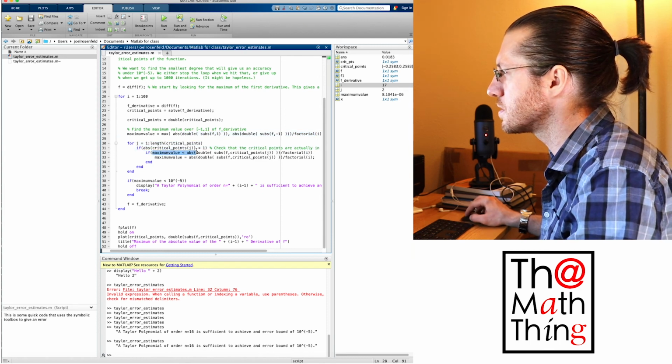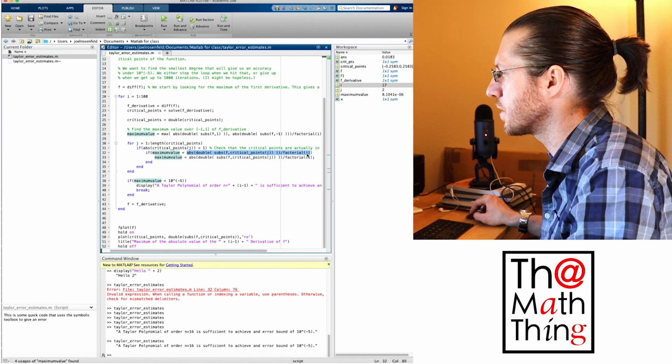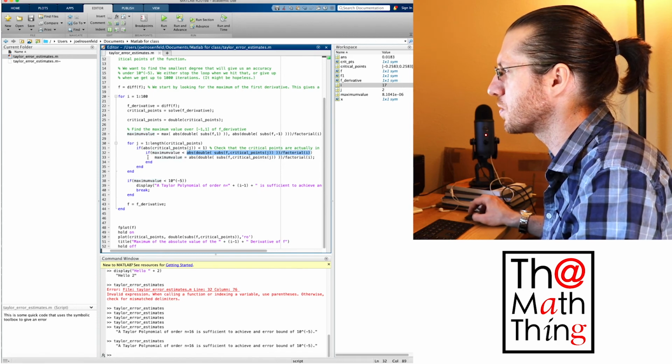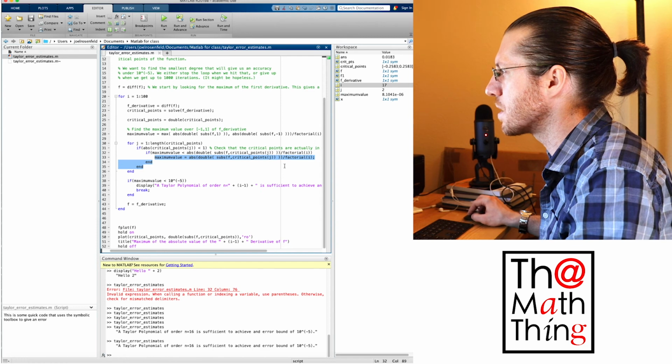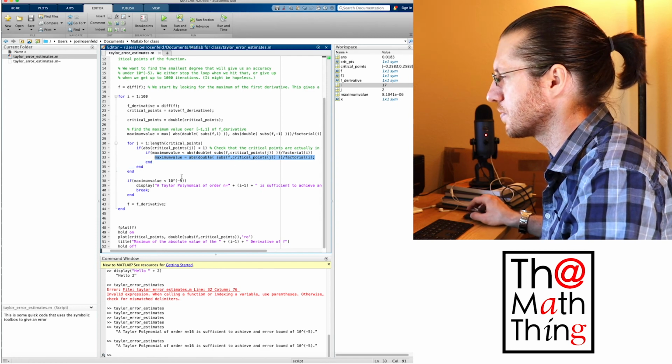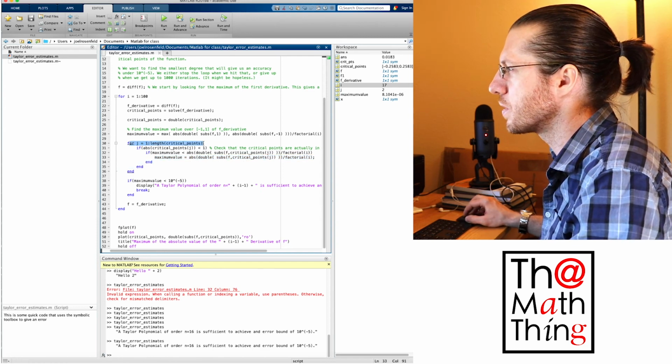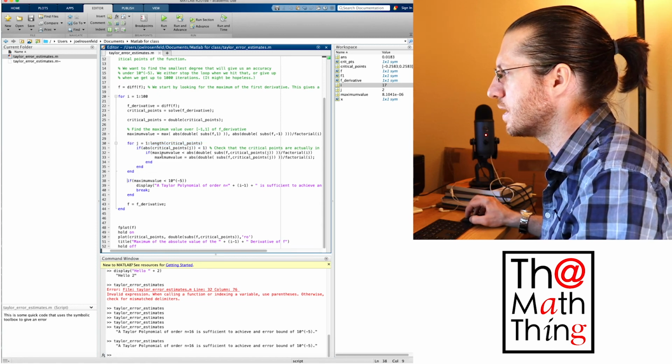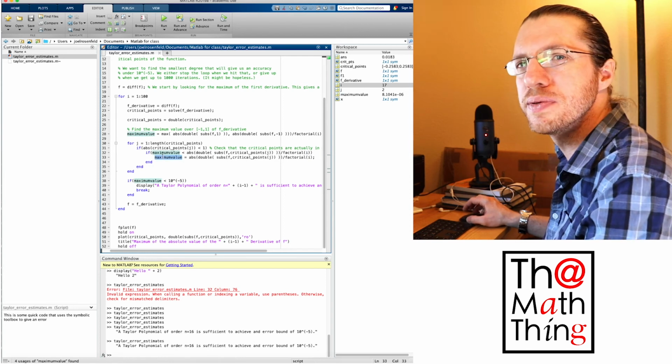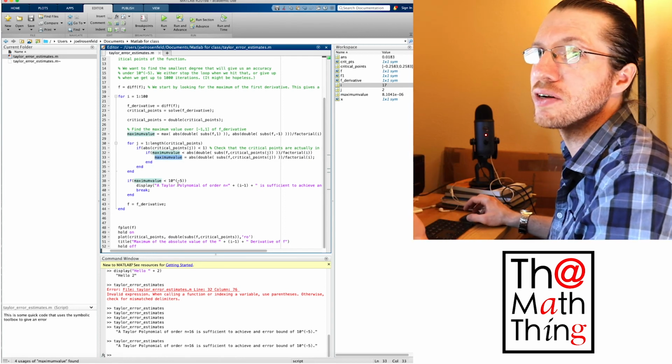So this is what it says: if the maximum value is less than whatever that value was at the critical point divided by the factorial, then I want you to replace that maximum value with the new value. Okay. So it goes through that, and it looks through all of these different points, and then you have the maximum value on that interval.